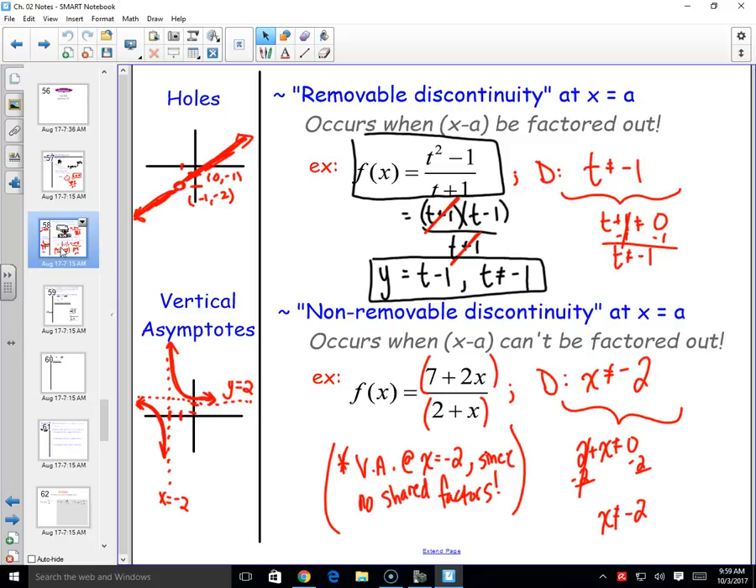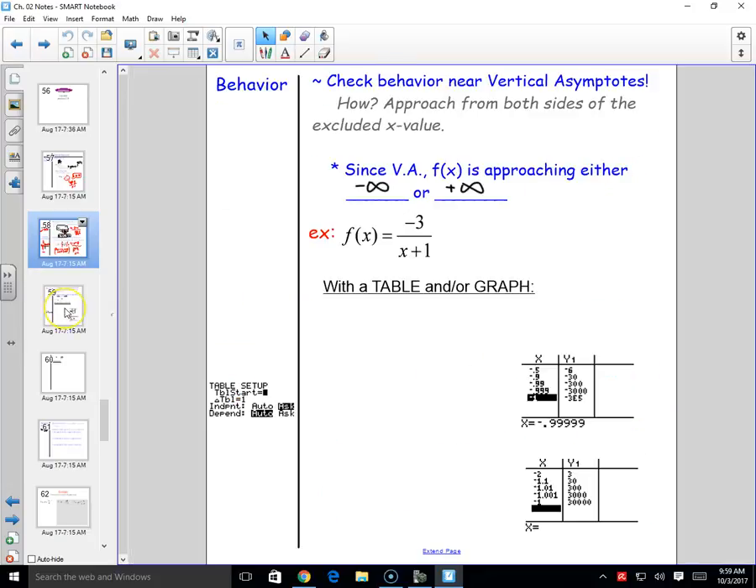By doing that simplification, by reducing those factors out, everything is a lot easier now, but we just need to make sure that domain still is correct according to the original. But holes is one momentary lapse in the graph. One infinitesimally small hole. And that always happens whenever we can remove the discontinuity by factoring and simplifying. Vertical asymptotes can't be removed. That's why they're called non-removable.